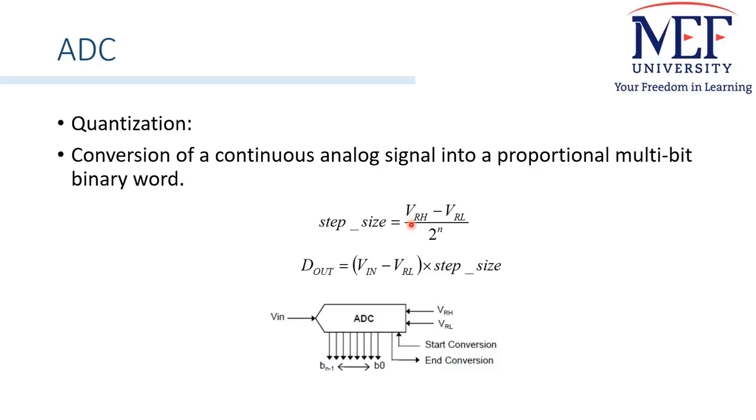VRH is the high reference voltage and VRL is the low reference voltage. So the signal will change between high reference and low reference, and they will be represented with n bits. So the step size will be the difference between the reference voltages divided by 2 to the power of n. So we can change this to that second form.